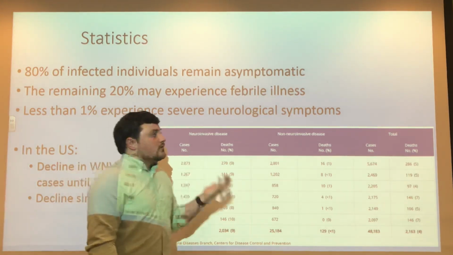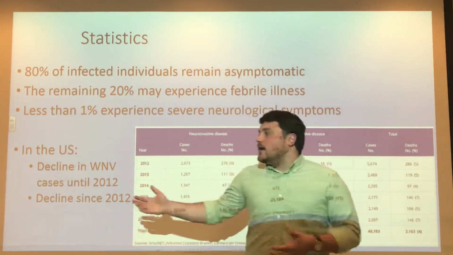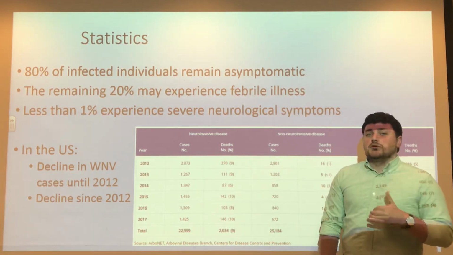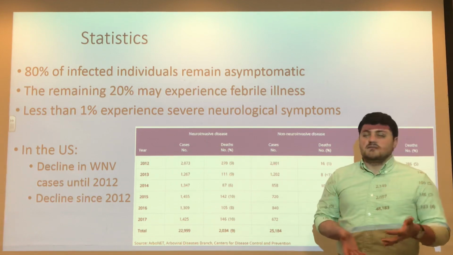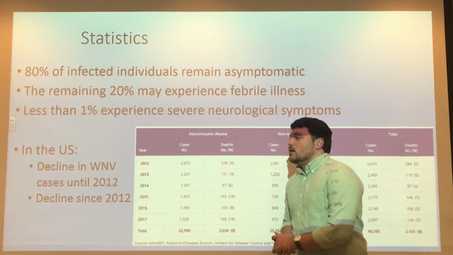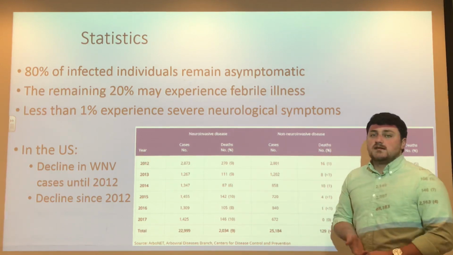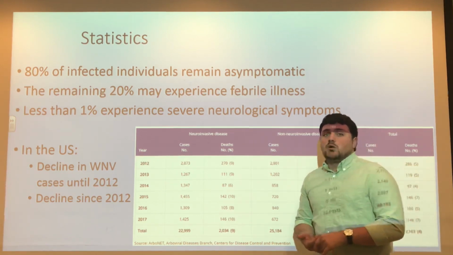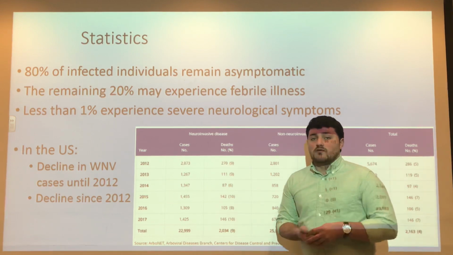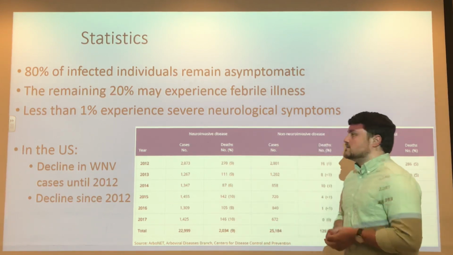Now, I may have mentioned this earlier, but 80% of the individuals who are bitten by an infected mosquito don't actually show symptoms. Most of the time, they're asymptomatic. Only about 20% actually end up showing symptoms, and of those, less than 1% actually develop a neuroinvasive stage of West Nile virus. So the most severe form of the virus is not the most common by any means.